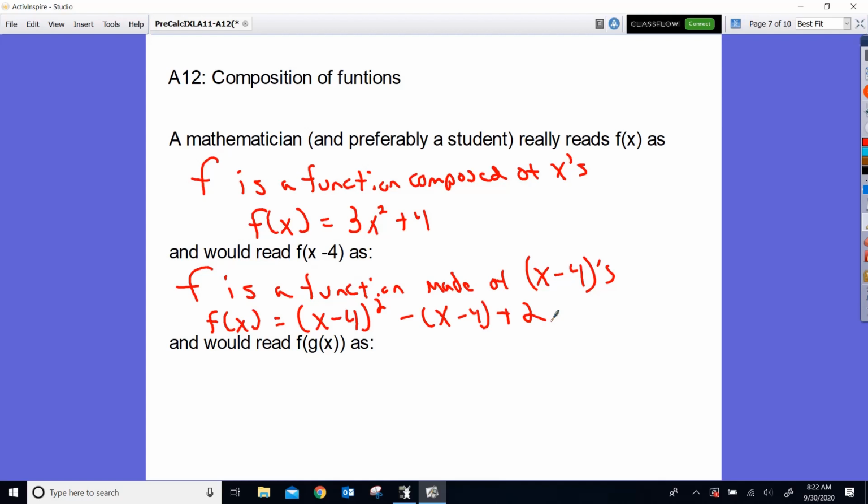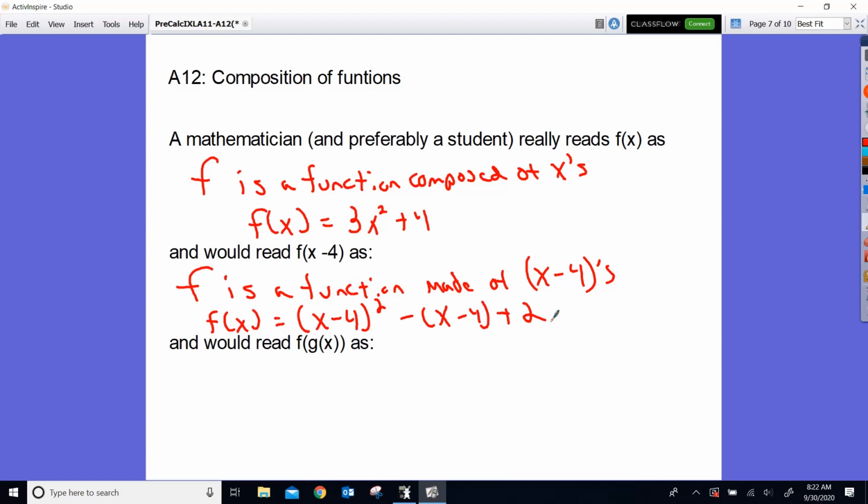That's the problem. This is your second year with me. I've always said f of x. F of. How would you read f of g of x? What does that mean?